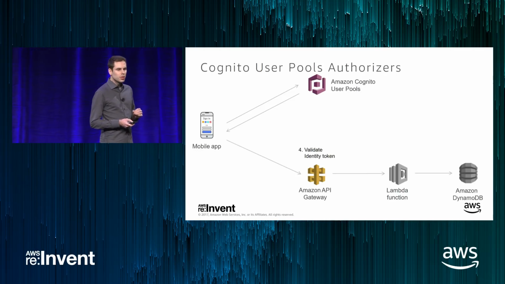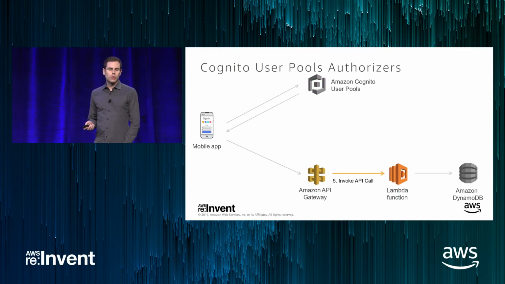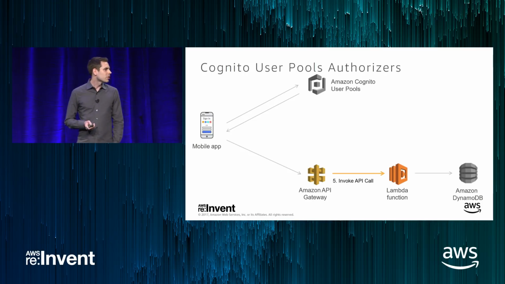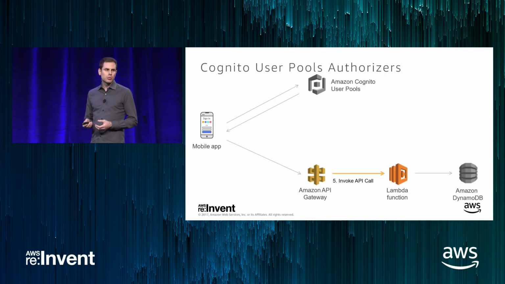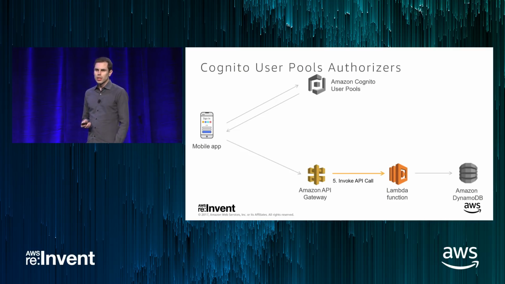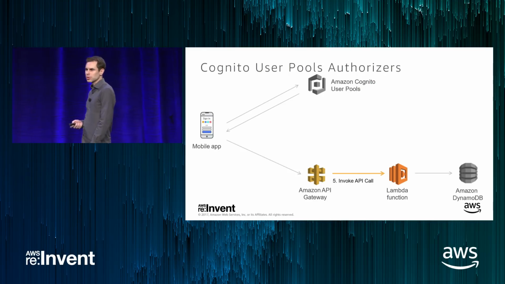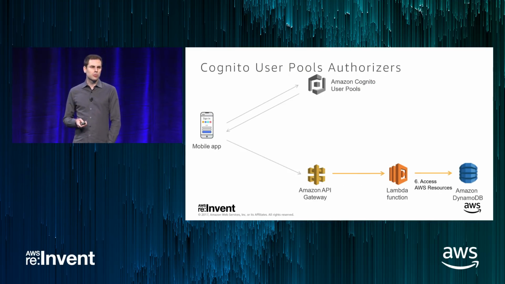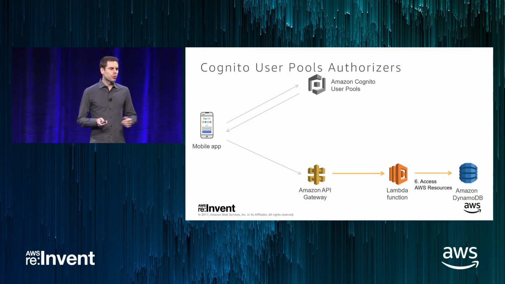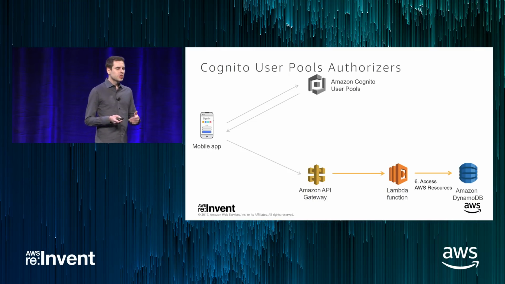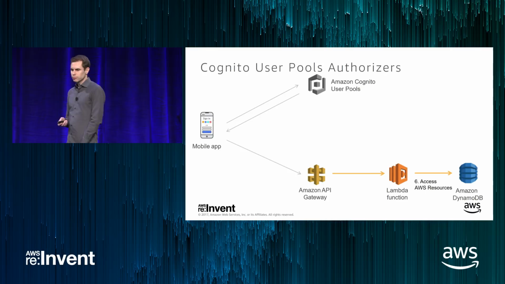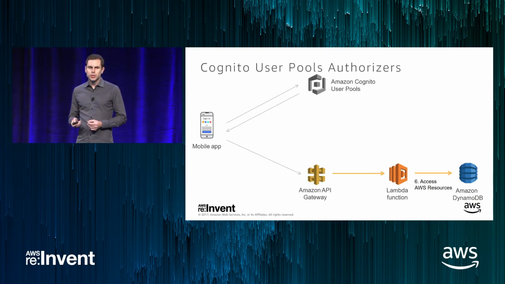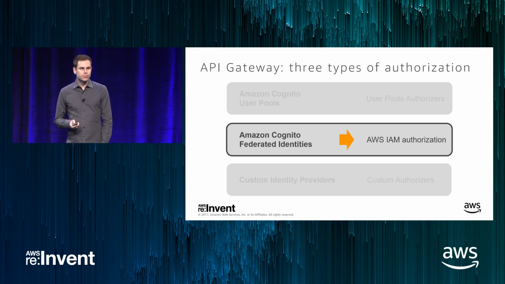And if it is valid, then and only then would we go ahead and invoke the Lambda function behind API Gateway, which then would use its IAM execution role, so an IAM role specific to each Lambda function, that allows it to talk to other AWS resources. So in this case, Amazon DynamoDB. So that's a user pools authorizer. Key thing here, it's just going to check if a user is a valid user in your pool. It's not going to be able to differentiate our standard users and our admin users, though. So for that kind of fine-grained authorization, we have two other options.